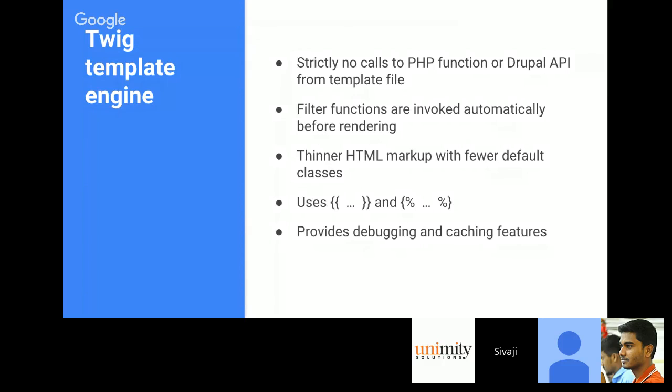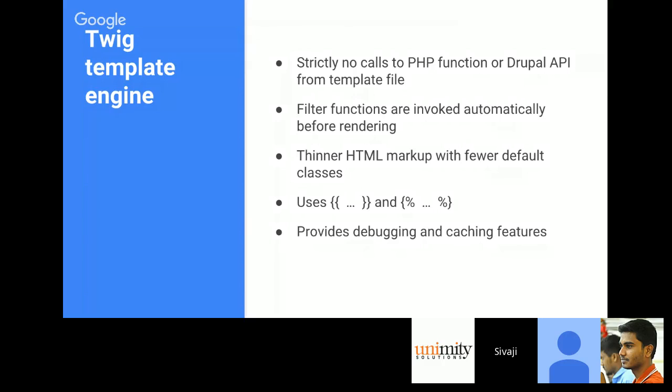It is often overlooked that some variables that are populated in preprocess page are not properly sanitized. However, they are passed on to the tpl file for printing. That causes a lot of security loopholes. To avoid that, Twig automatically invokes security functions whether you mention it or not, and it has made the HTML markup thinner and fewer CSS classes are added. So only the required number of classes are being added, and it makes use of a different convention.